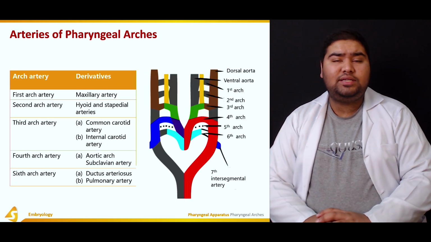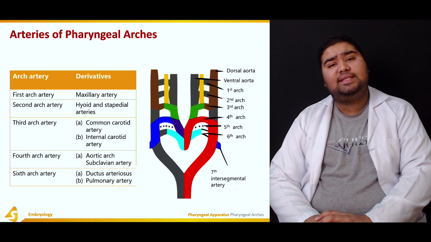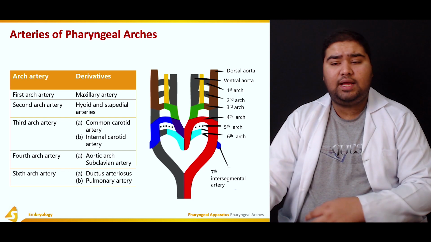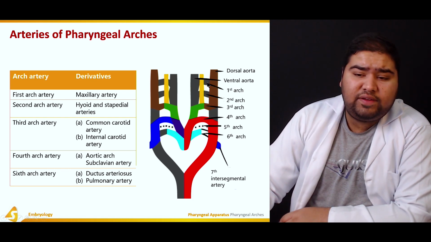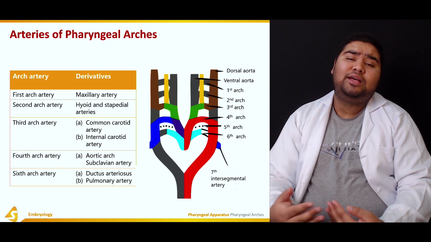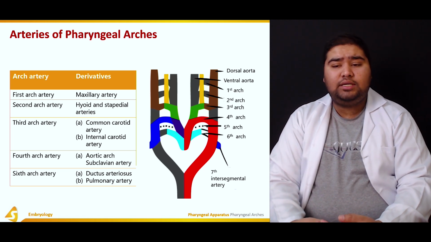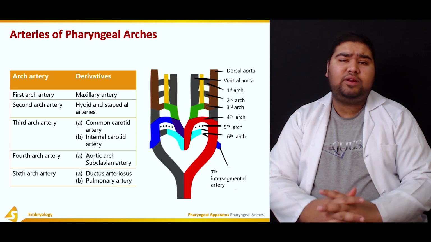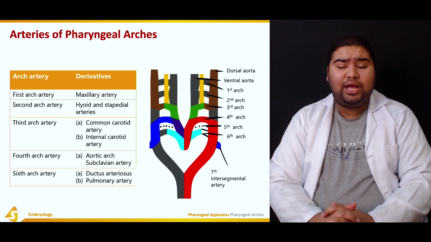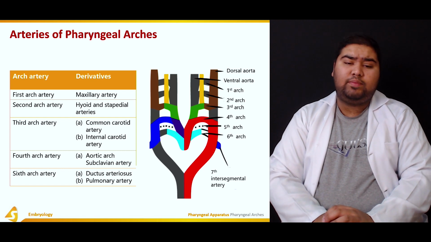So what are the arteries of the pharyngeal arch? The aortic arches originate from the aortic sac and they correspond to the pharyngeal arches. So first pharyngeal arch, this is the artery of the first pharyngeal arch. The only component of it that remains in the adult is the maxillary artery. The second aortic arch almost regresses completely, and the only components which remain in the human adult are the hyoid and the stapedial arteries.